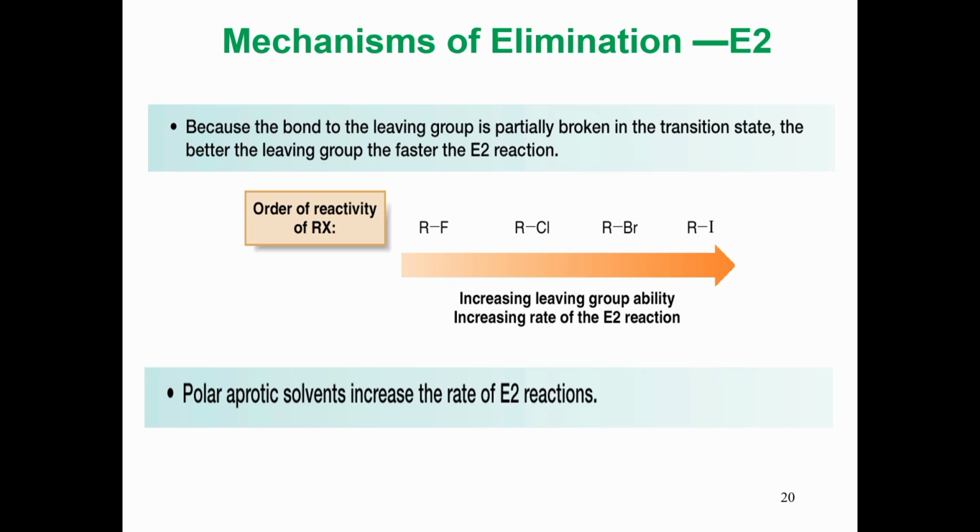What determines a good leaving group? The halogens are the leaving groups. The better the leaving group, the faster the E2 reaction. And leaving group ability increases with increase in atomic number. So the higher the atomic number, the better the leaving group capacity of the halogens. Finally, polar aprotic solvents also enhance the rate of E2 reactions. So three things enhance the rate of E2 reaction: the strength of the base, a good leaving group, and polar aprotic solvents.